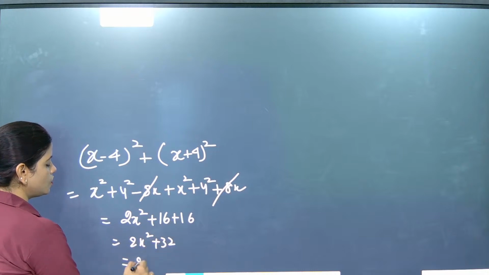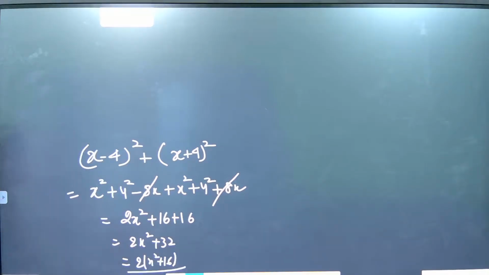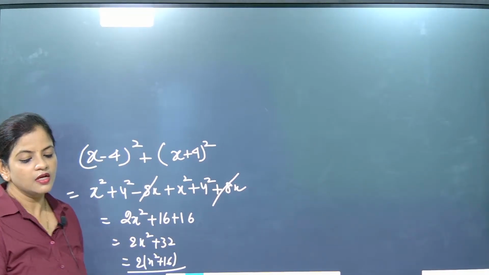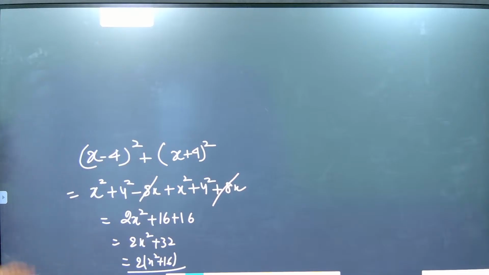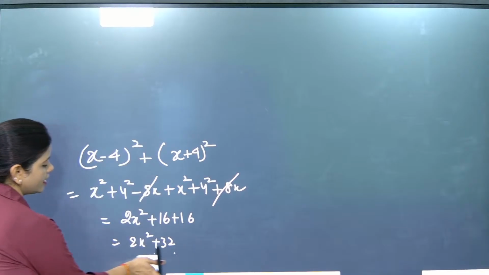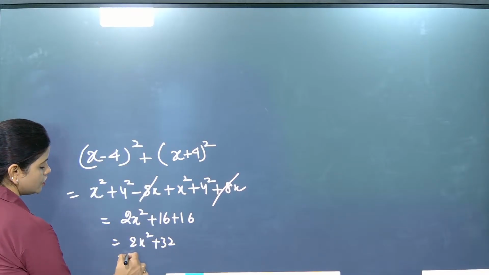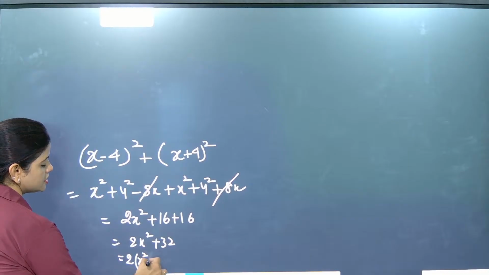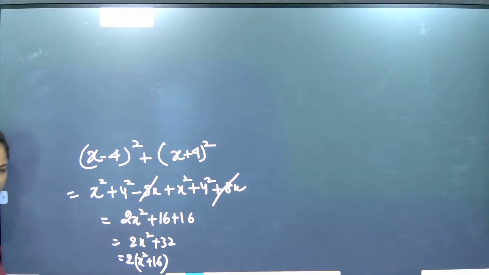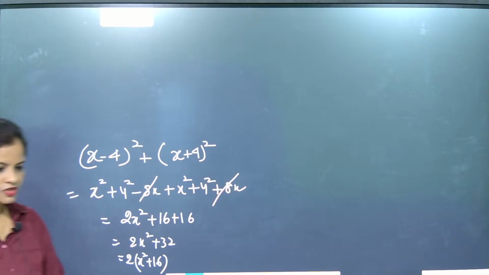Now can we factorize further? With minus we can find more factors, with plus we cannot. So here we are going to stop. It is coming till here, we can write it as 2 take common, x square plus 16. Done? 2 take common, x square plus 16. Done till here? Can you say?